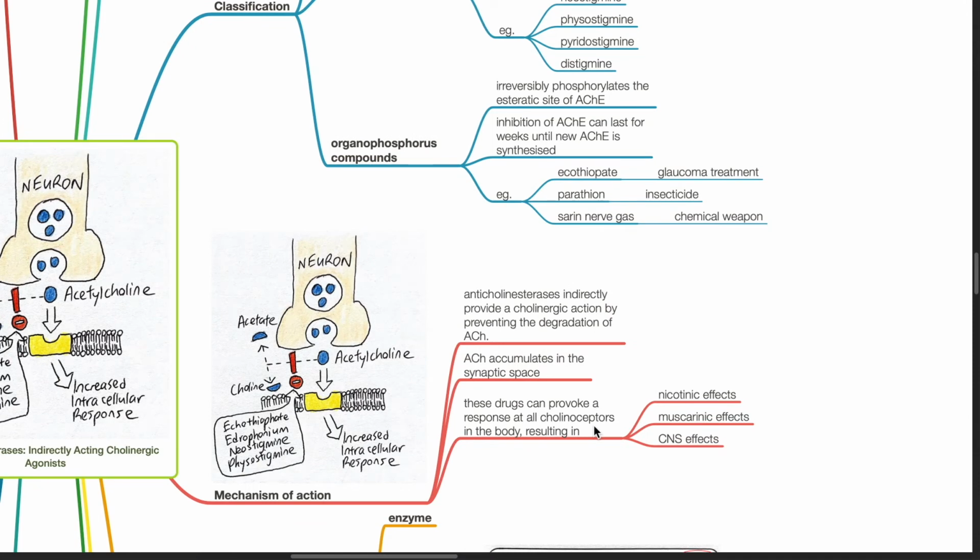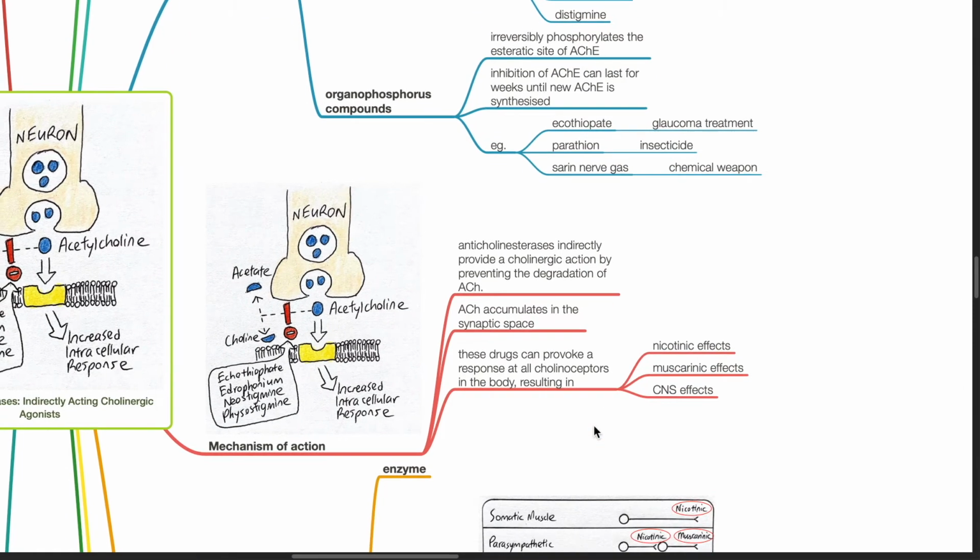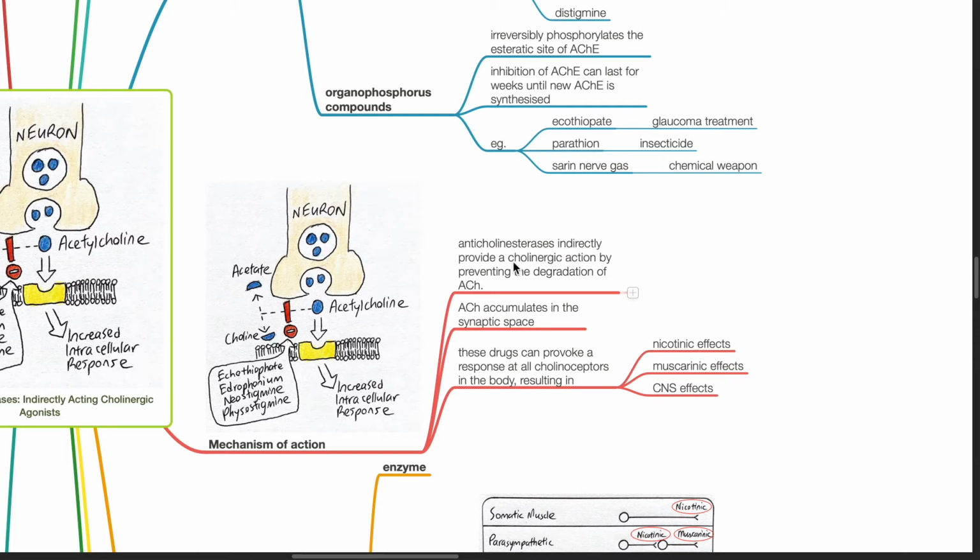Mechanism of action. Anticholinesterases indirectly provide cholinergic action by preventing the degradation of acetylcholine. Acetylcholine accumulates in the synaptic space. These drugs provoke a response at all cholinergic receptors in the body, resulting in nicotinic effects, muscarinic effects, and CNS effects, which have been discussed earlier.